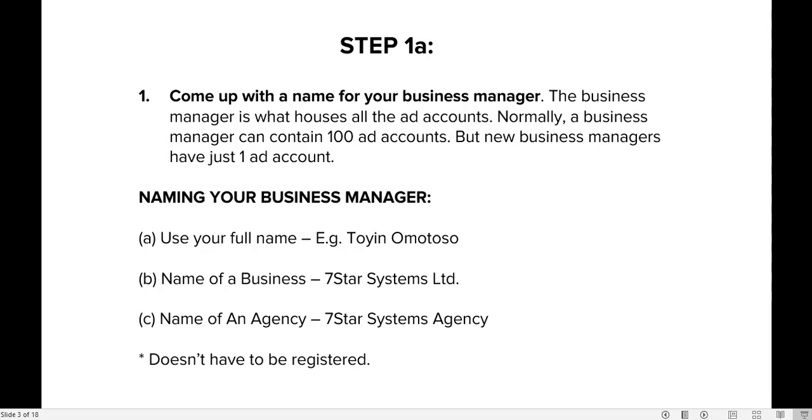So how do you name your business manager? The first way is that you can just use your full name, or if you are using a pen name, just use that pen name, which means I can use Tony Omotocho right here. Another way is by just using the name of your business. So for example, the name of my business is 7 Star Systems Limited, so I can just use that one. And number 3, you can use the name of an agency. So for example, you can just call it 7 Star Systems Agency.